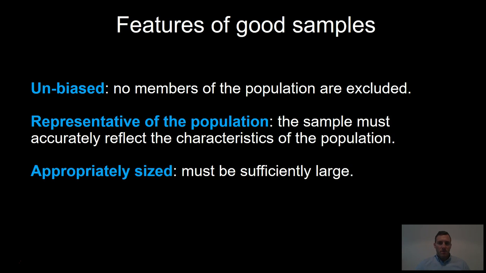Appropriately sized samples must be sufficiently large. For example, if you wanted to find out information about an entire school, you would not only ask one classroom, you would survey students from a number of classes. Generally, larger samples are more representative of the population, but they're harder and more costly to obtain.